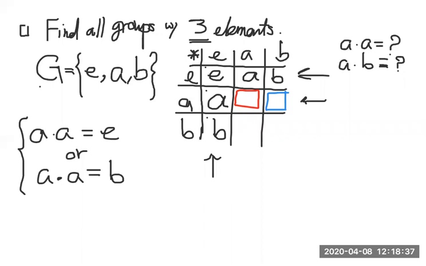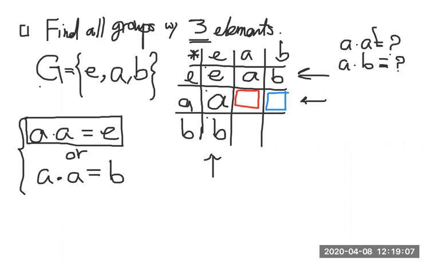Which one is correct? Do you think there's a difference, or can I choose any of them I want? What do you think? For example, is it possible for A times A to be E? Is this possible? Why? Okay, someone said no. And I'm asking why it can't be E.